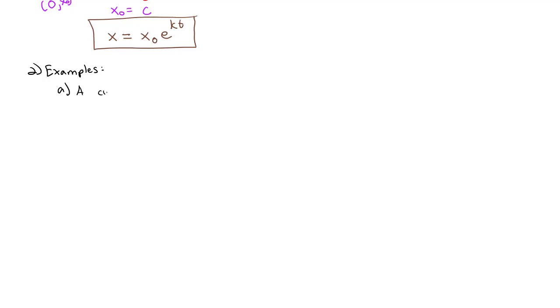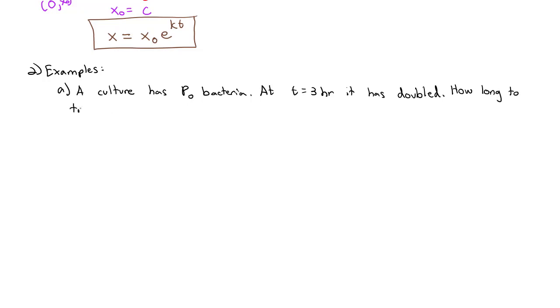Let's say a culture, maybe it's a bacteria culture, has an initial population of P sub 0 bacteria. And at time equal to 3 hours, it has doubled in population. The question we're going to ask is, how long will it take to triple? Well, since we've already solved this differential equation, we're going to use that brown box at the top of the screen. x is that final population.